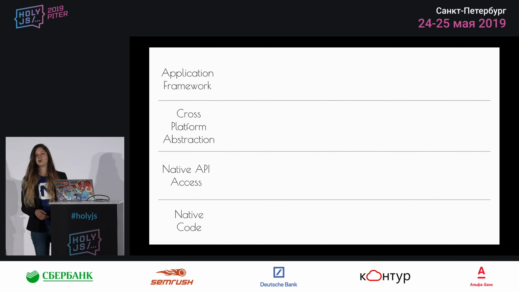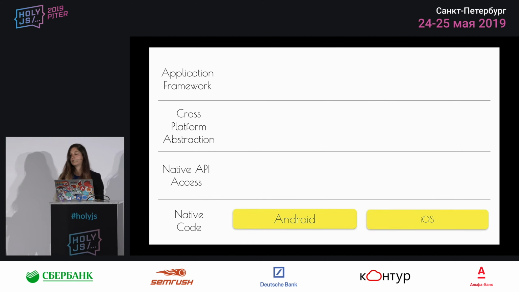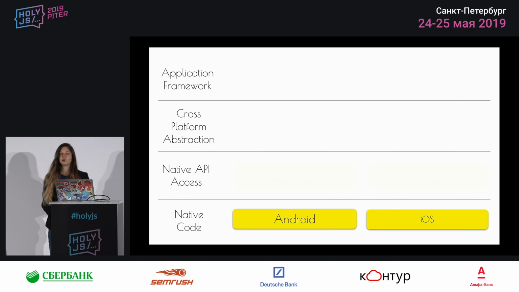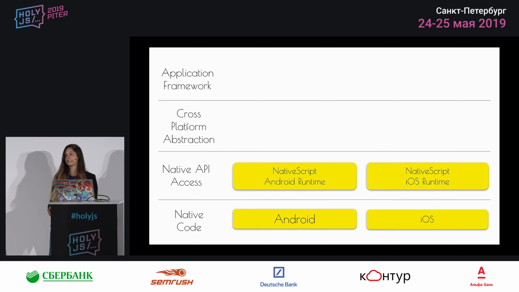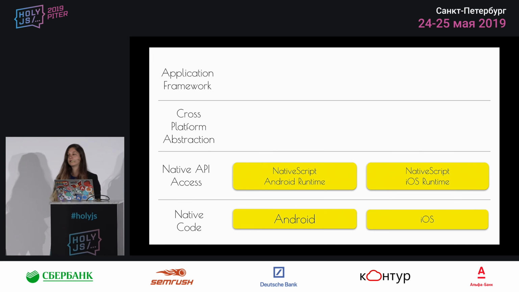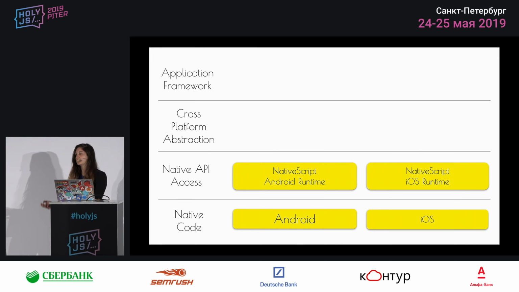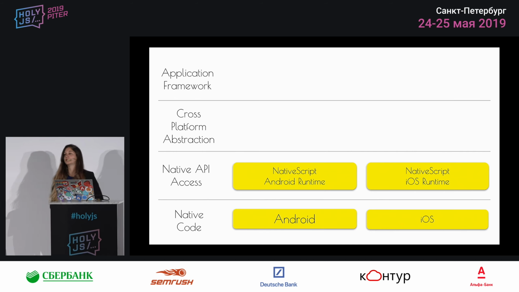We'll take a look at the architecture overview of the framework. At the bottom, we have, of course, the operating systems, Android and iOS. On top of that, we have the NativeScript Android runtime and the NativeScript iOS runtime, which allow us to have native API access to the underlying APIs. But of course, if you ever had to build mobile applications for Android or iOS, you may have noticed that the way to build user interface or to do anything at all is slightly different.